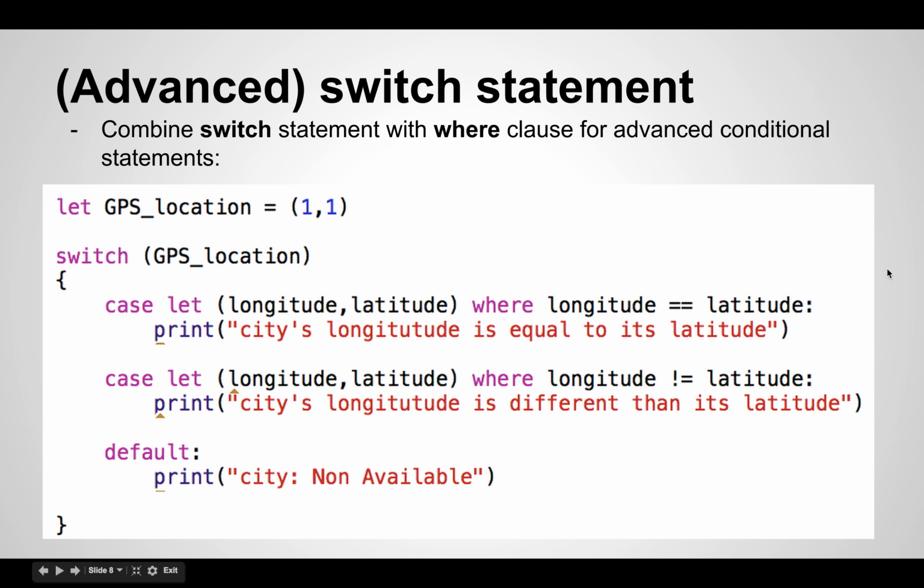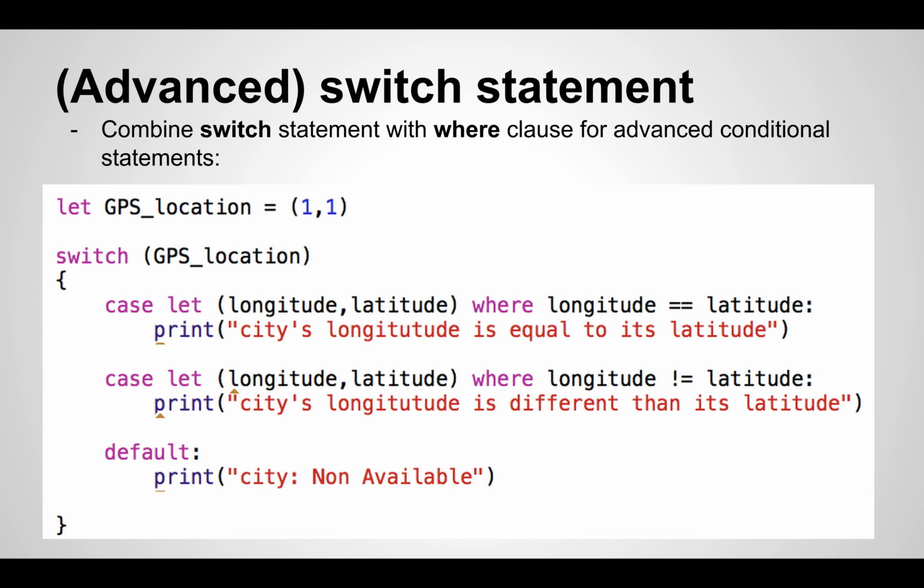And another advanced one is the switch statement that's mixed with the where clause. Okay, so this time, as you can see, we can do something that's more mathematical here. Take a look at the case. Okay, you guys see the case let longitude, latitude where longitude is equal to latitude. Now, longitude and latitude can be any values in this case. It could be 10, it could be 100, it could be a million. It would take all the values. It does not matter. What matters is that it tests if the longitude is equal to the latitude. And in the very next case, it tests in the where statement if the longitude is different from the latitude.